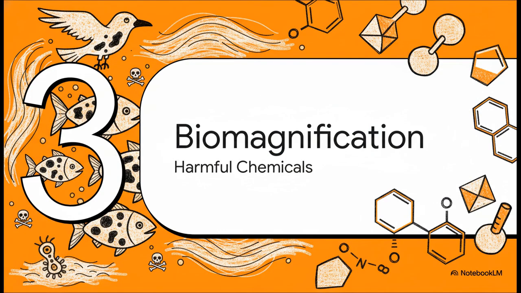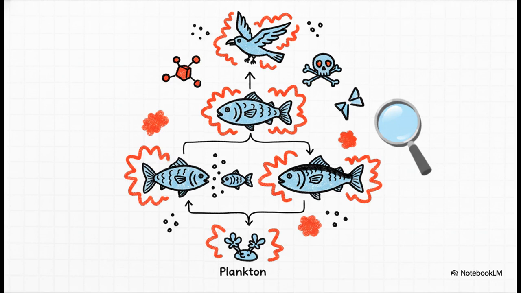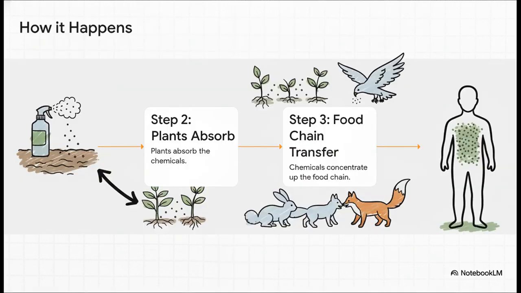So we've seen how energy decreases as it goes up the food chain. But there's something harmful that actually increases. Let's talk about the serious problem of biomagnification. This is a very important term, biological magnification. It sounds complicated, but the idea is simple. It's when harmful chemicals that do not break down build up in concentration as they move from one trophic level to the next. So how does this actually happen?